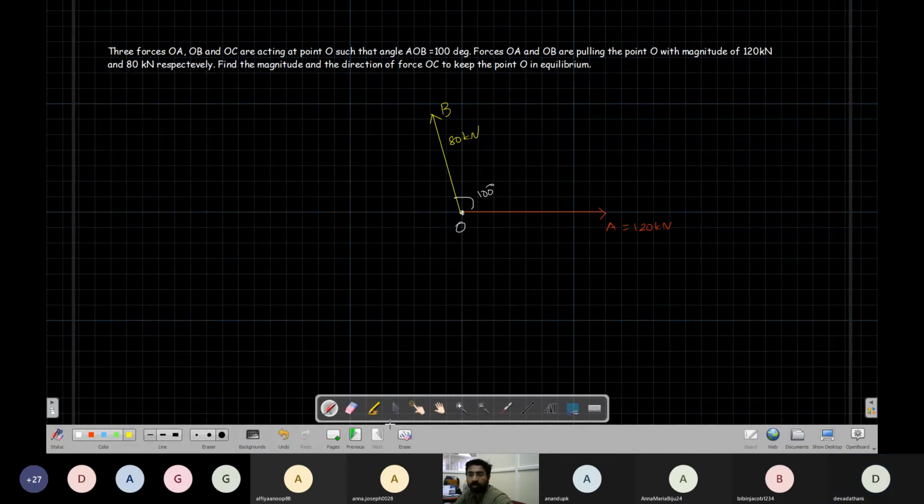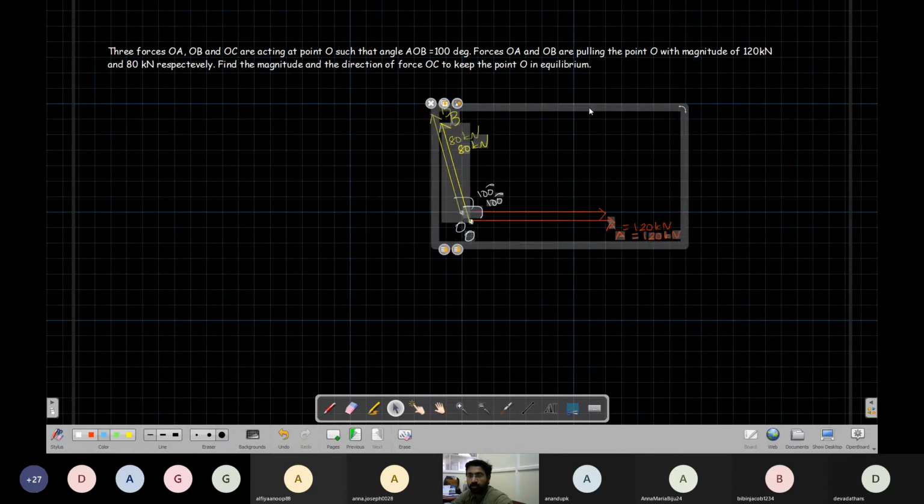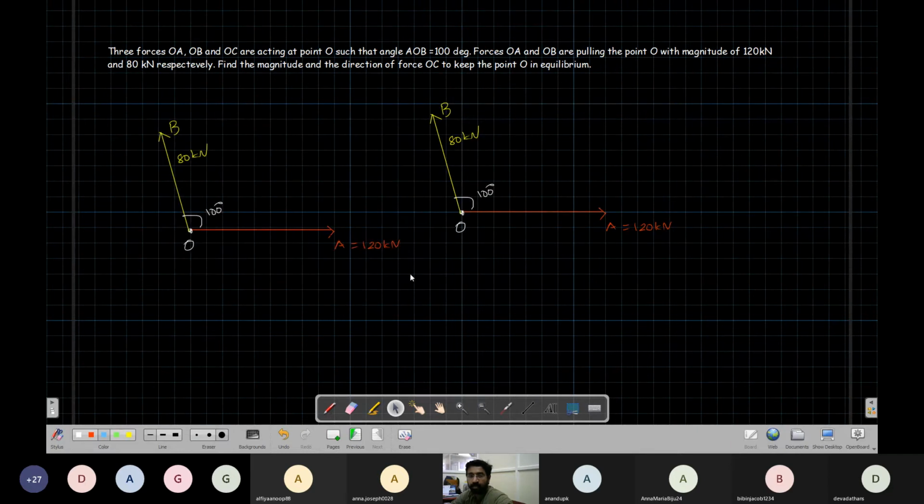Did you find that? No, just drawn the diagram. Okay. Now we'll solve this. Please solve this. I will solve this visually now because I have the tool to solve it visually. You guys solve it using Lami's theorem.